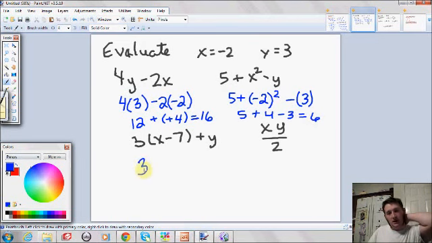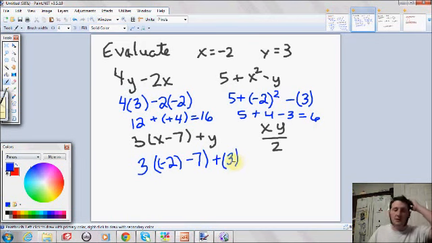Alright, 3 times x, which is -2, minus 7 plus y, which is 3. You could argue that this inner set of parentheses here and this set of parentheses here from the substitutions, you could argue those are optional.